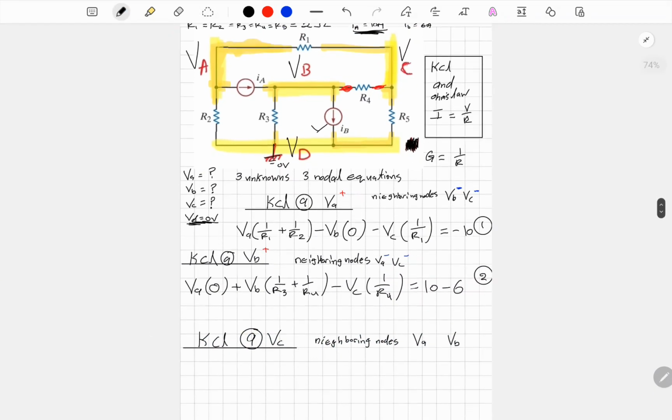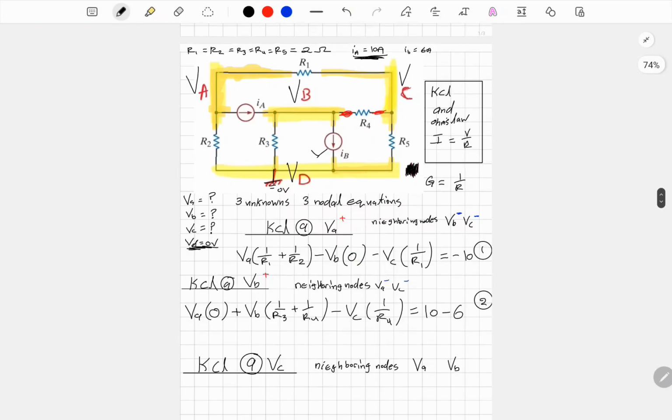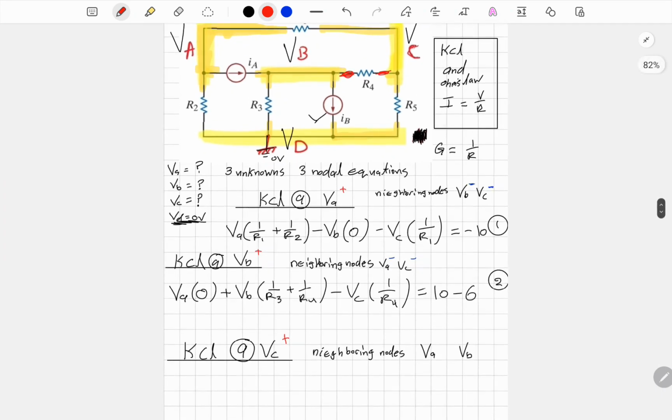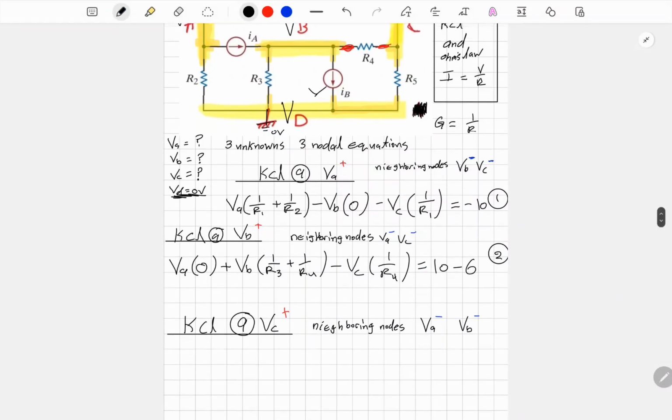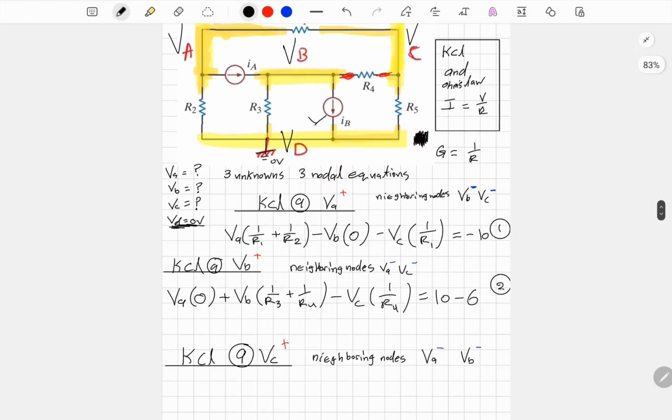And what am I going to be doing? Well, for the signs, I've explained this before. VC is going to be positive. The KCL that you're doing the node at will always be positive. And then all the other voltages, the neighboring voltages, are going to be negative. I like to write this in blue. So let's do it. So I'm going to start from left to right, VA.